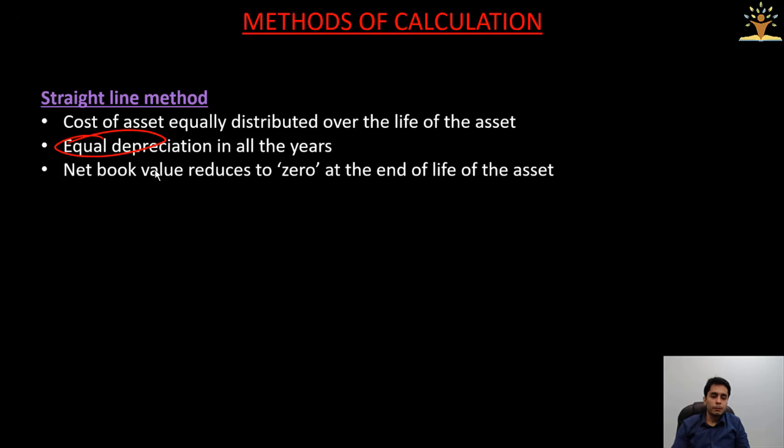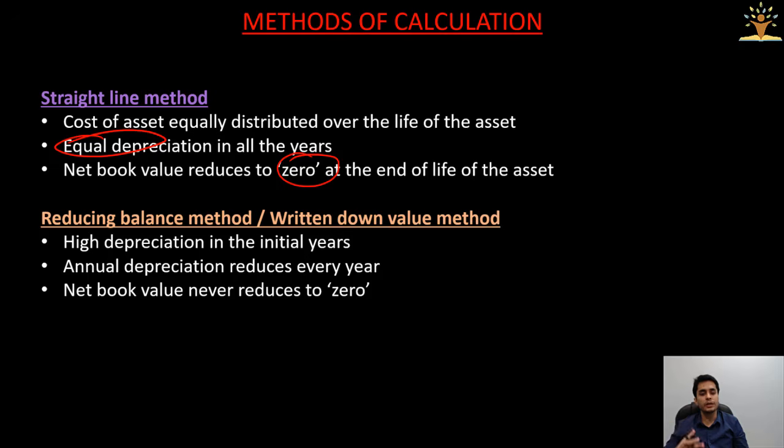An important feature about this method is that at the end of the useful life of the asset, the net book value eventually becomes 0. We've seen in the previous example, at the end of year 3, net book value became 0. So straight line method, where depreciation remains the same every year.